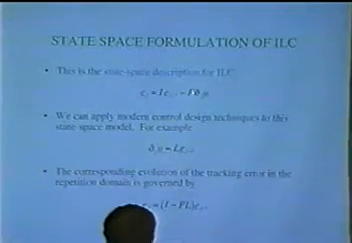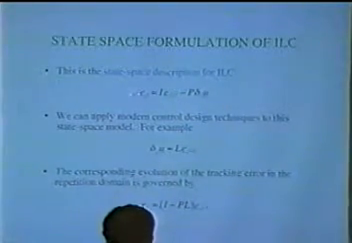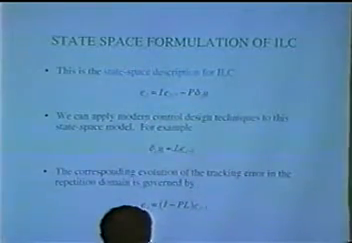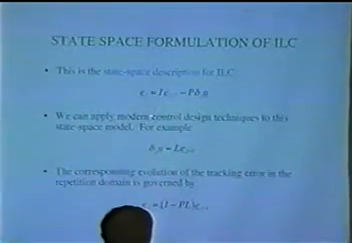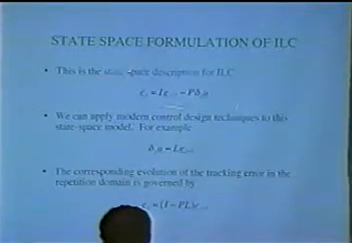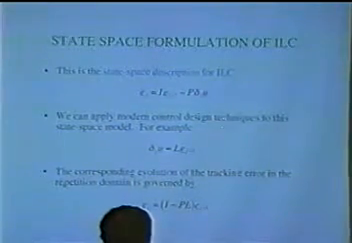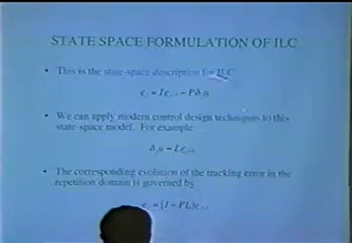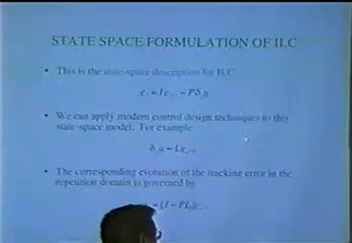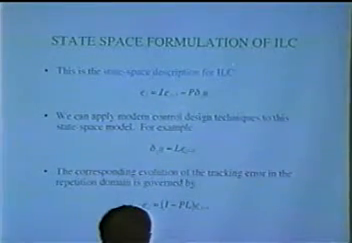So if you think of del U as U and E as a state, then you have a state space model where the A matrix, the system matrix, is an identity matrix, and the B matrix is minus P. So any modern control design technique, you can directly apply and produce a controller for del U. And that's a learning controller, because del U tells you how to update U from try to try.